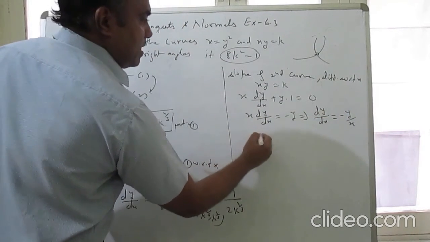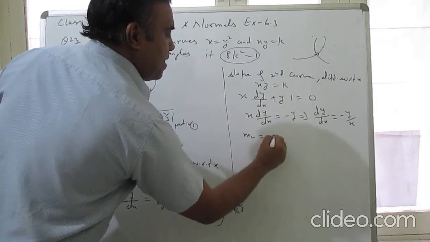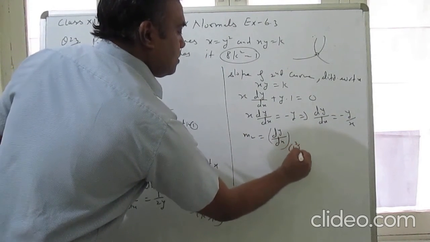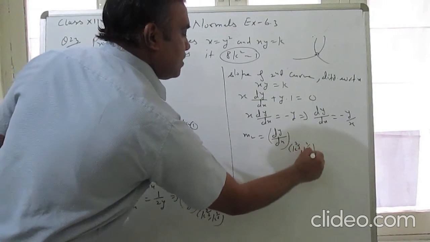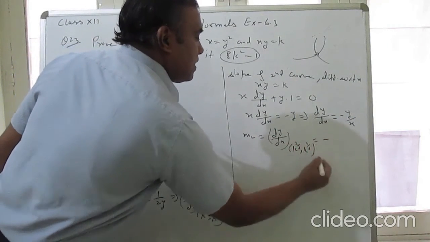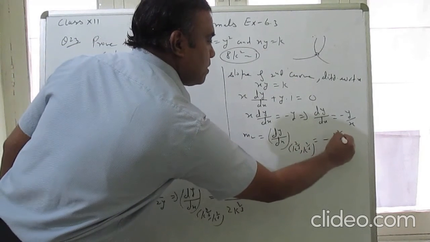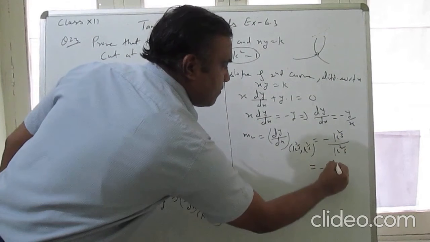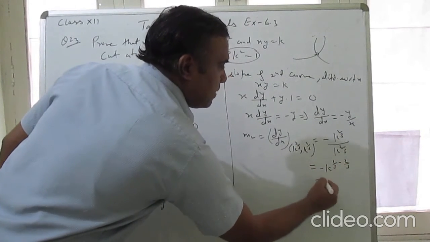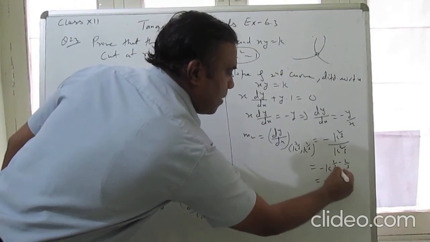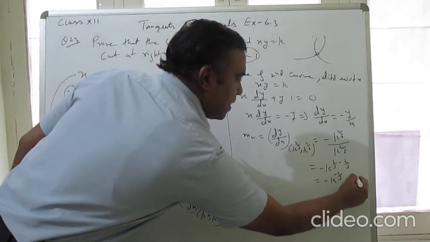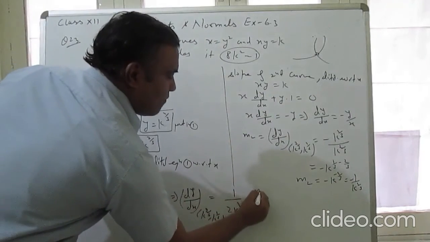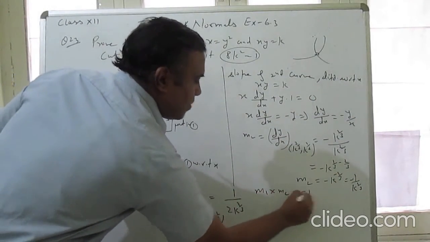So this you can say is slope m2. dy by dx at the point k to the power 2 by 3, k to the power 1 by 3 becomes minus k to the power 1 by 3 upon k to the power 2 by 3. Take it up: minus k to the power 1 by 3 minus 2 by 3 becomes minus k to the power minus 1 by 3, which is minus 1 upon k to the power 1 by 3. So this is m2. Now m1 into m2 is equal to minus 1, as given to you.